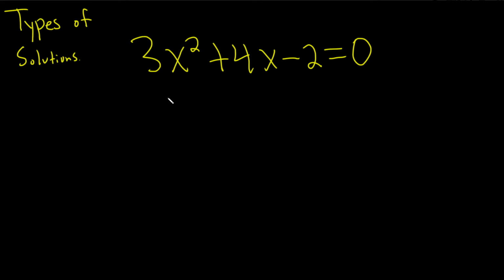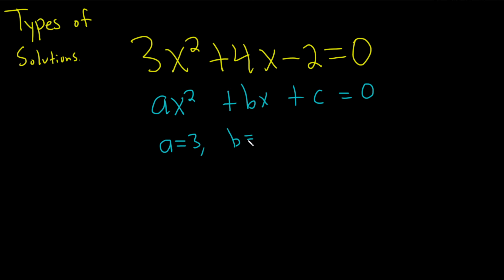In this problem, we have a quadratic equation and we're asked to find the types of solutions. So first note that this is in the form ax squared plus bx plus c equals 0. So we can identify a, b, and c. So a is 3, b is 4, and then c is -2. So that's the first step.